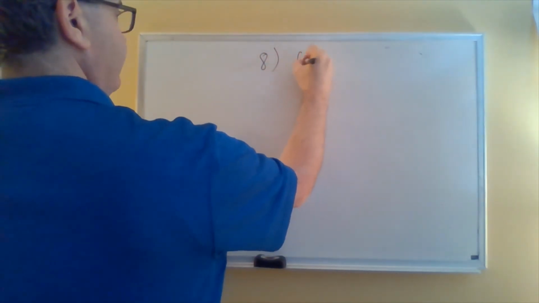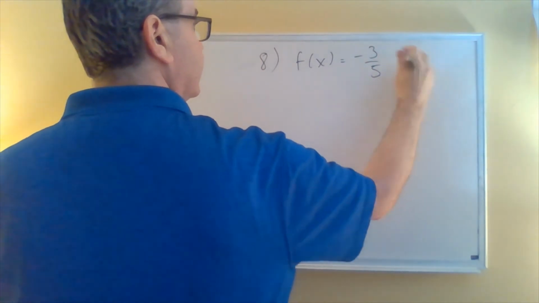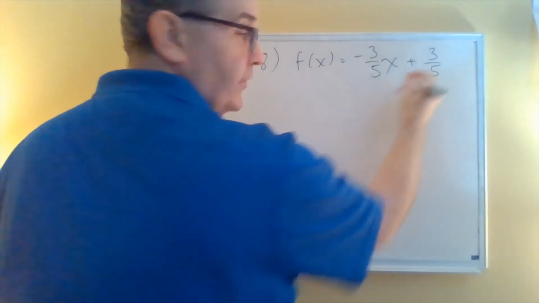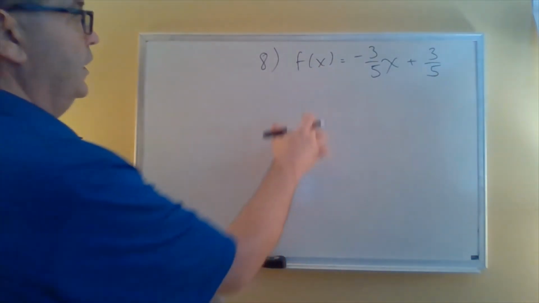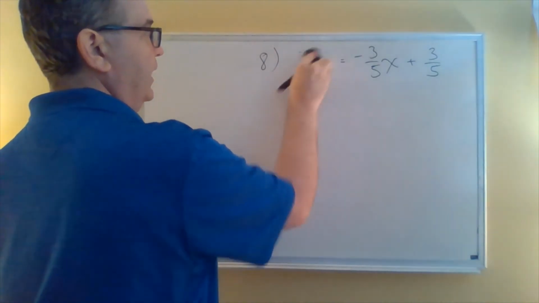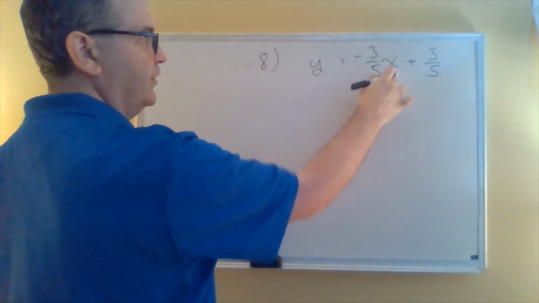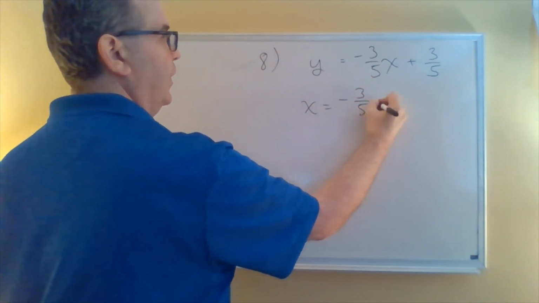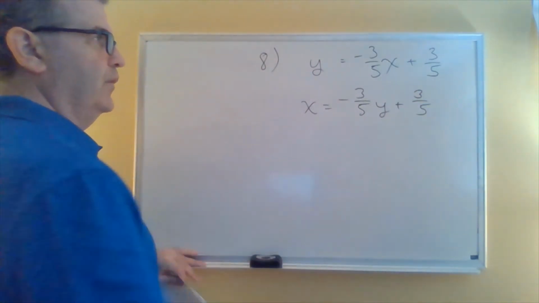Okay, number 8: f of x equals negative 3/5 x plus 3/5. So I'm going to change that f of x to a y to start. And I'm going to rewrite, changing all my y's to x's and all my x's to y's. So x equals negative 3/5 y plus 3/5. Need to solve this for y now.